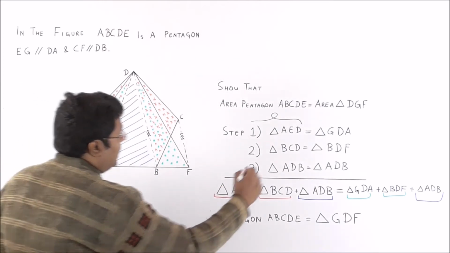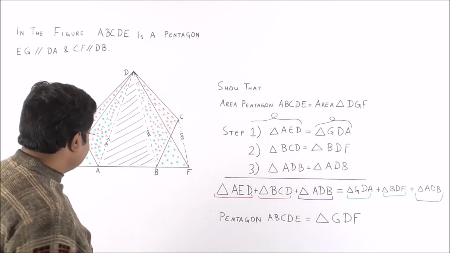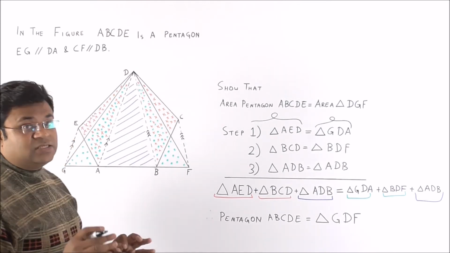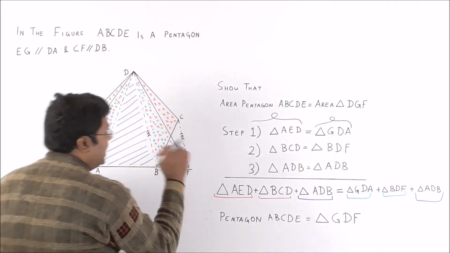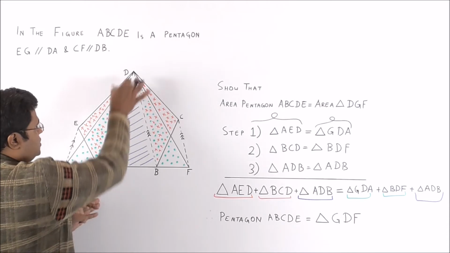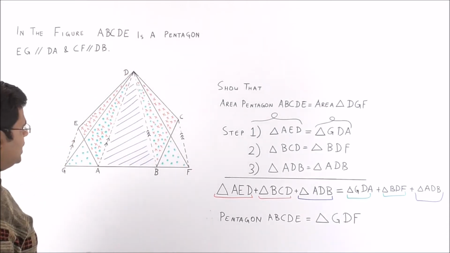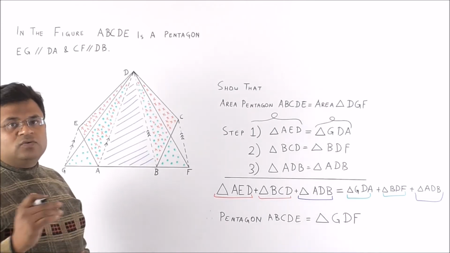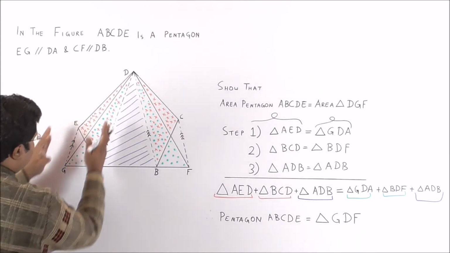Now, on this side, we have the triangles. The 3 triangles which make the big triangle. The big triangle GDF. And which are the triangles? The green dots, the blue shaded part, and again the green dots. Now, we divide it into 3 simple parts. Part 1 is related to this trapezium.